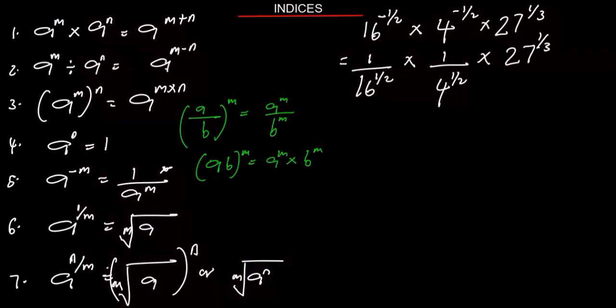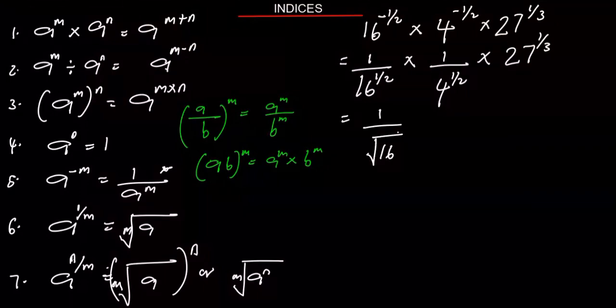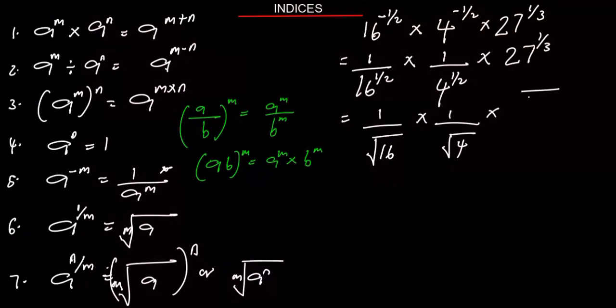Good. The next step is this. Remember what I told you: 1 over n means the nth root. So 1 over 2 at the power means square root of 16. Times what I have here, 1 over, which means square root of 4. Then times this, which means cube root of 27.